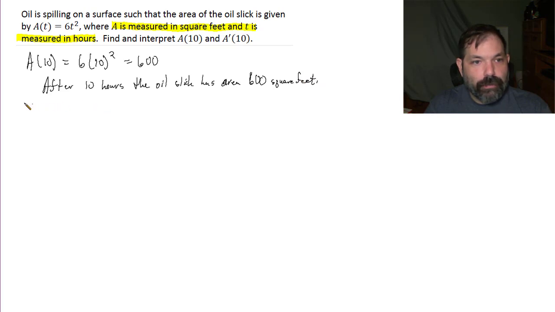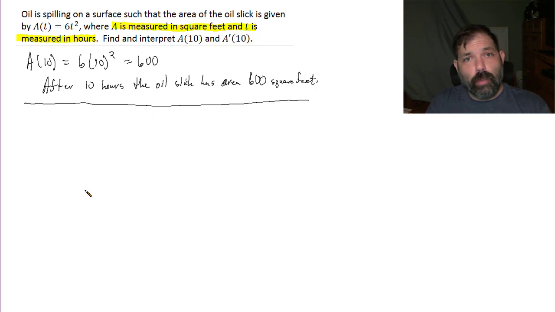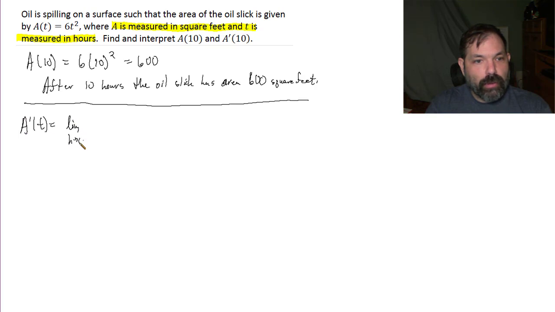Alright, that was easy enough. Now we're also asked to find and interpret A prime of 10. Well, we don't know what A prime is, so let's calculate it. A prime of t would be the limit as h approaches 0 of A of t plus h, that would be 6 times (t plus h) squared, minus A of t, which is 6t squared, over h.